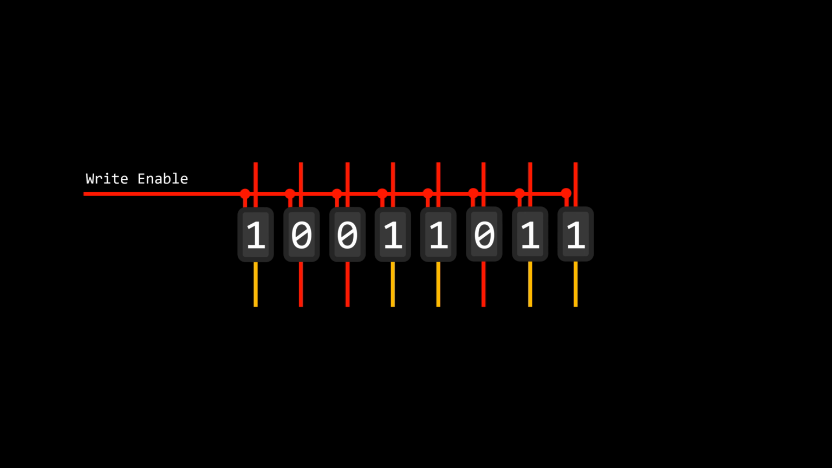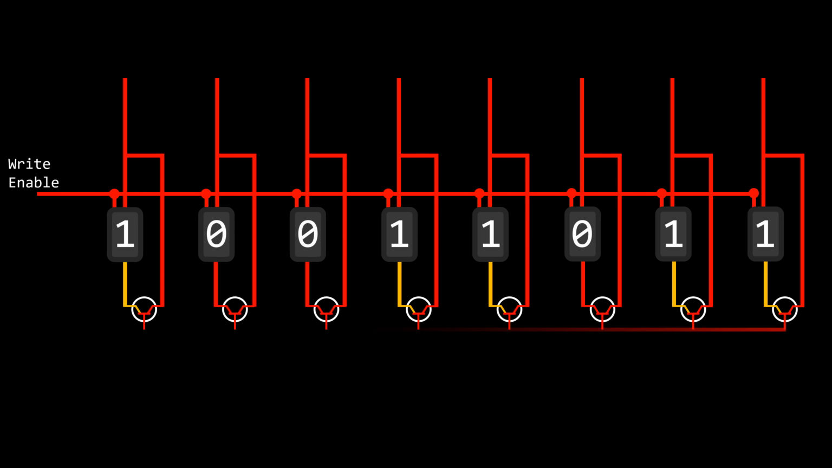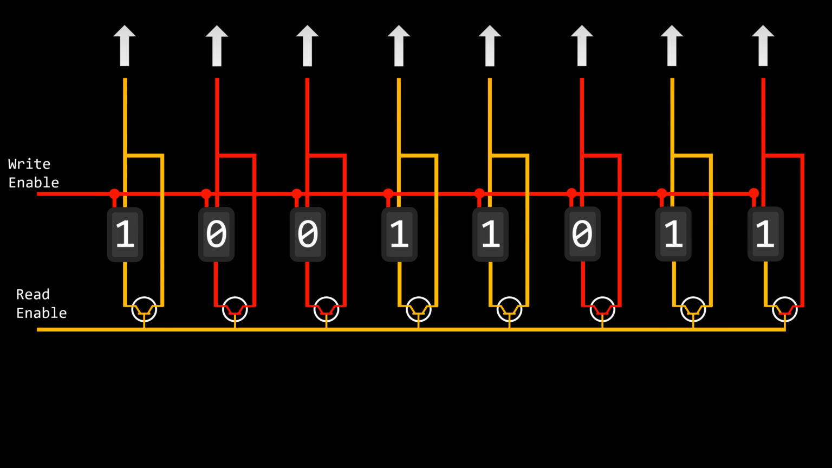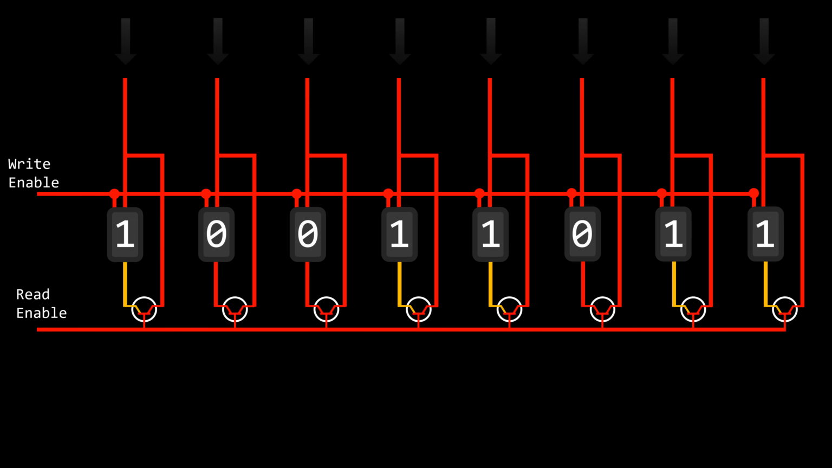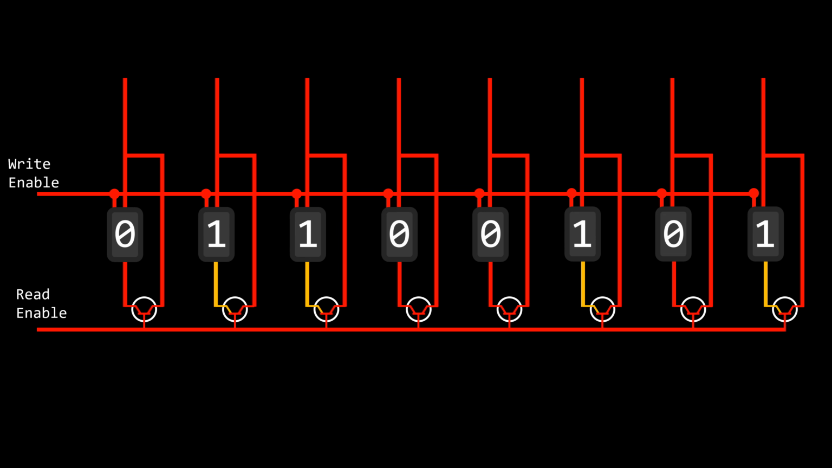Our first goal is to reduce the number of wires used. We can modify each latch so that the same wires serve as both inputs and outputs. By activating a read enable signal, these wires act as outputs, allowing us to read the stored information. By activating the write enable signal, we use the same wires as inputs to overwrite the information in the register.